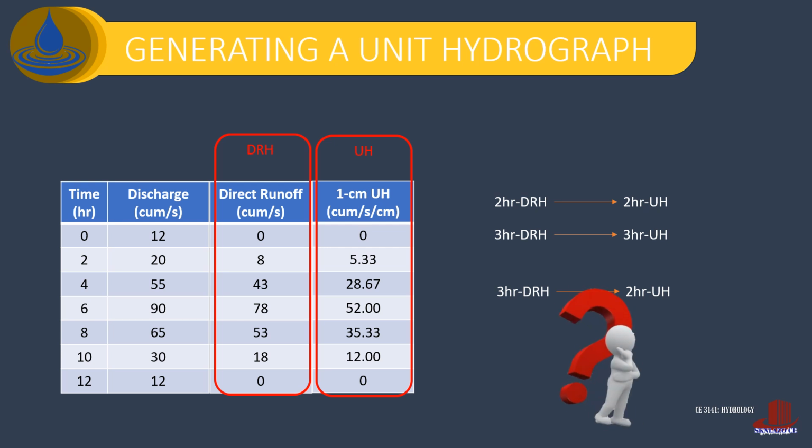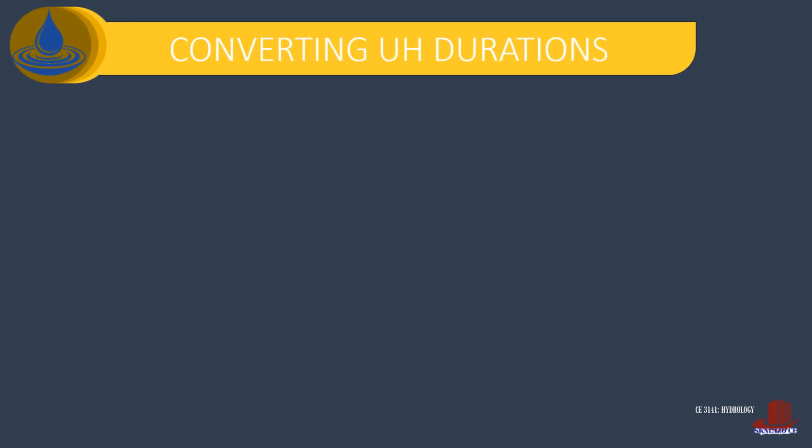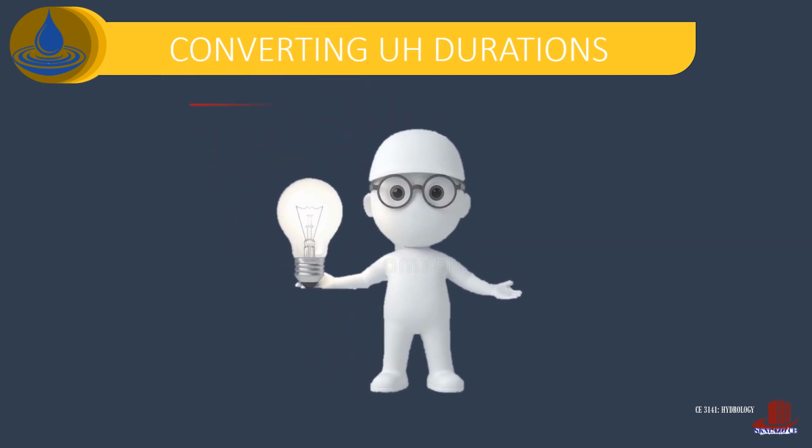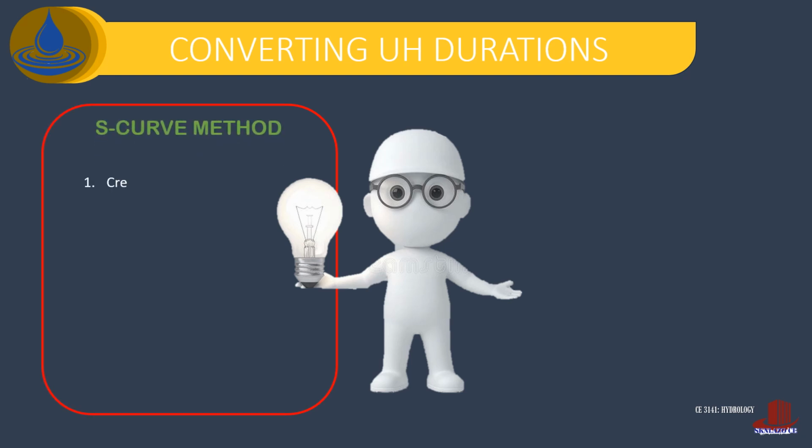But what if what we have is a 3-hour DRH and what we need is a 2-hour unit hydrograph? Are we just going to work on ratio and proportion? The height or discharge can be transformed by merely division or multiplication, but with a change of duration, specific methods are employed, one of which is the S-curve method.